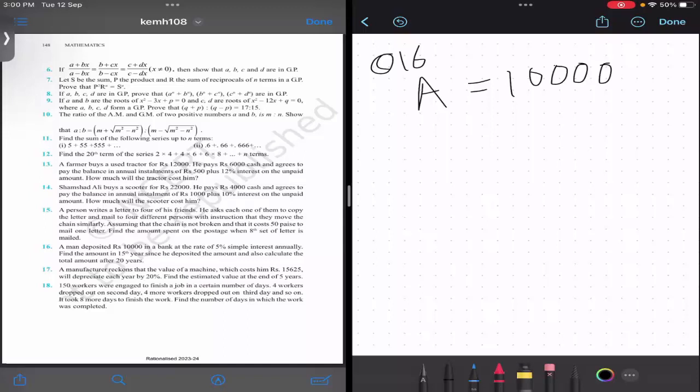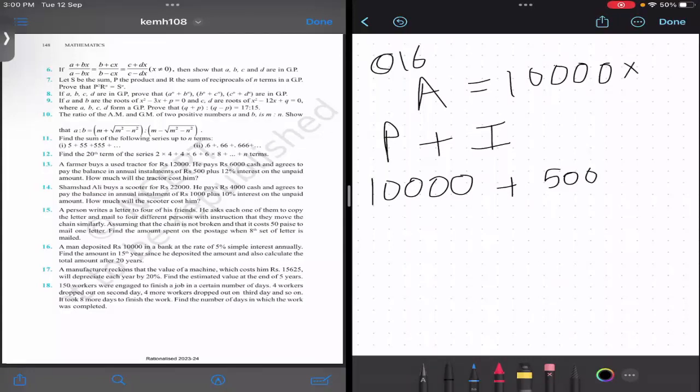The amount in the 15th year is going to be principal plus the interest that generated after 15 years, right? So the principal is going to be 10,000 and the interest generated every year is going to be 500. How did I get that? Because 5% of 10,000, when you calculate this out, is going to be 500, right?